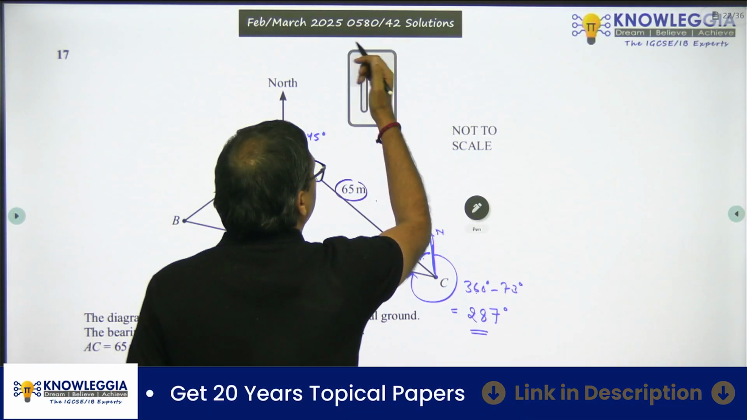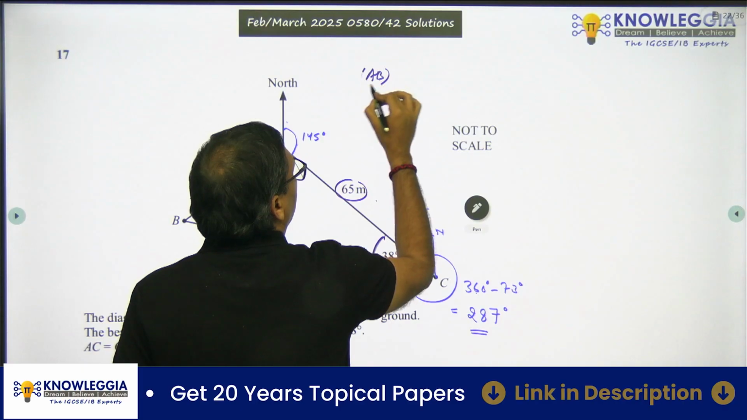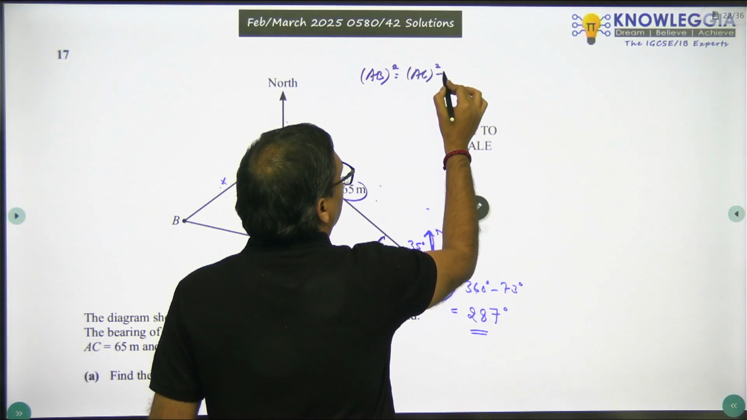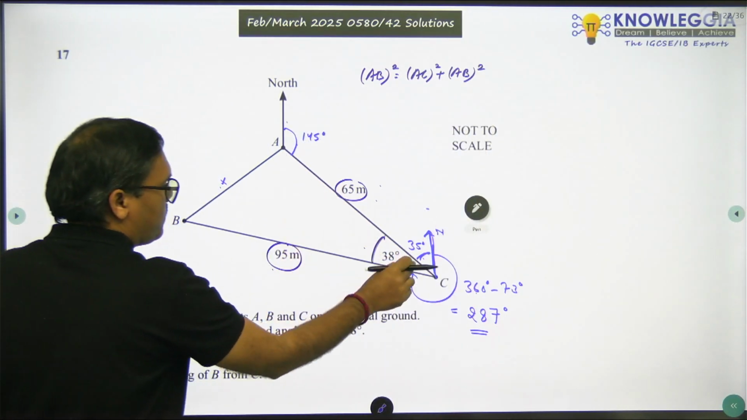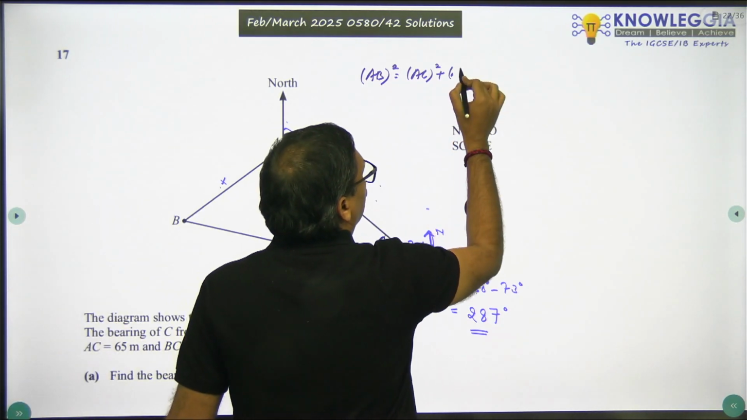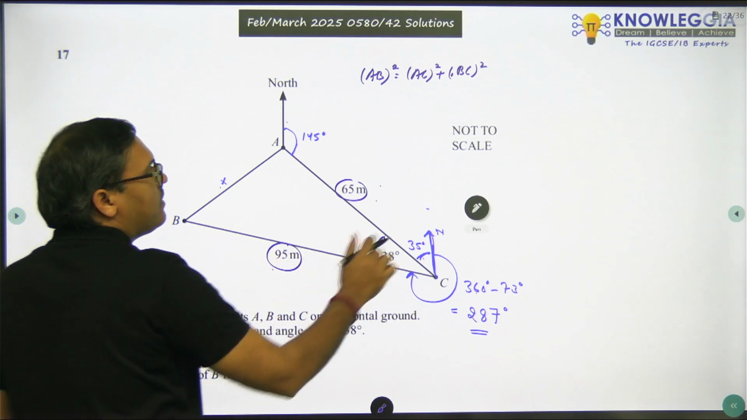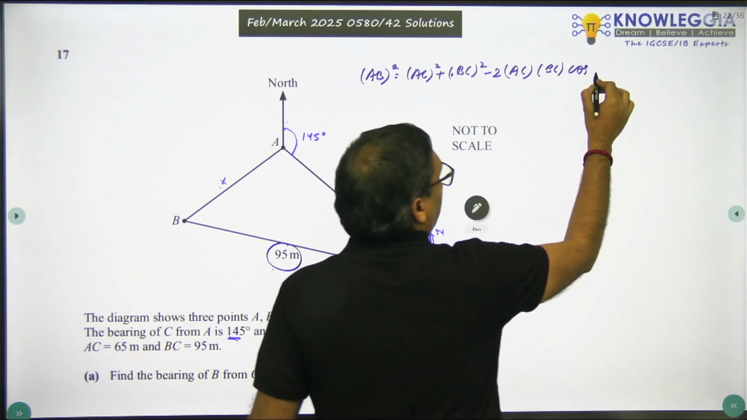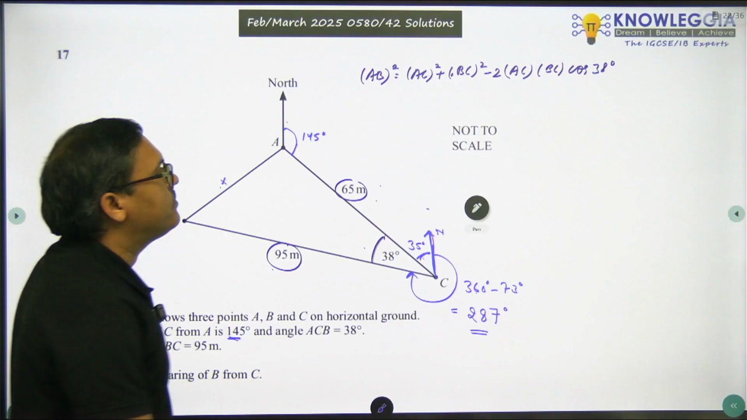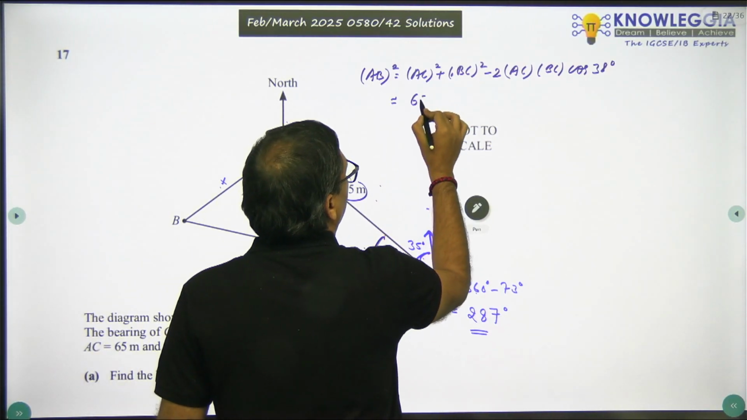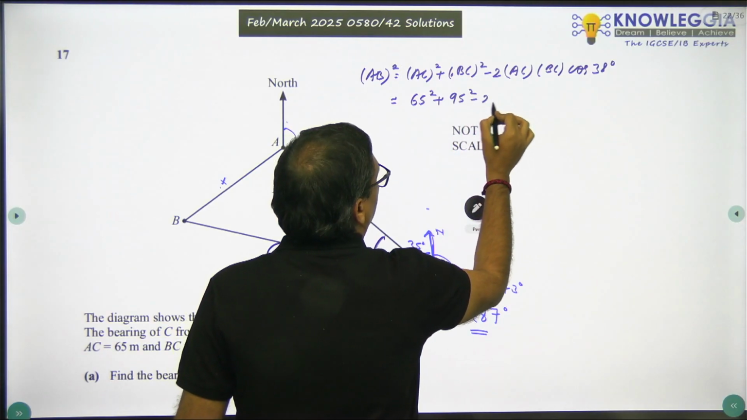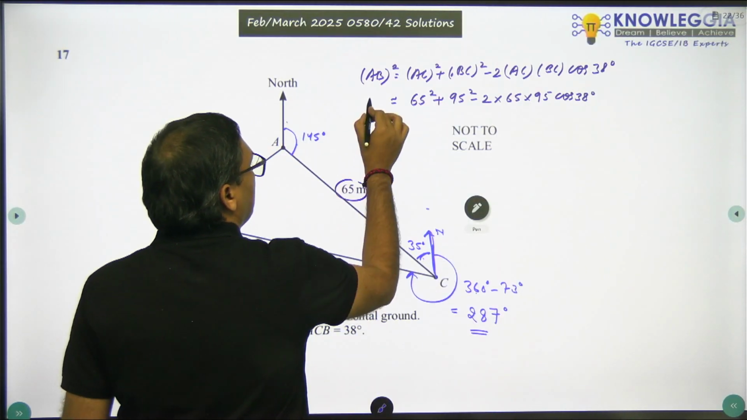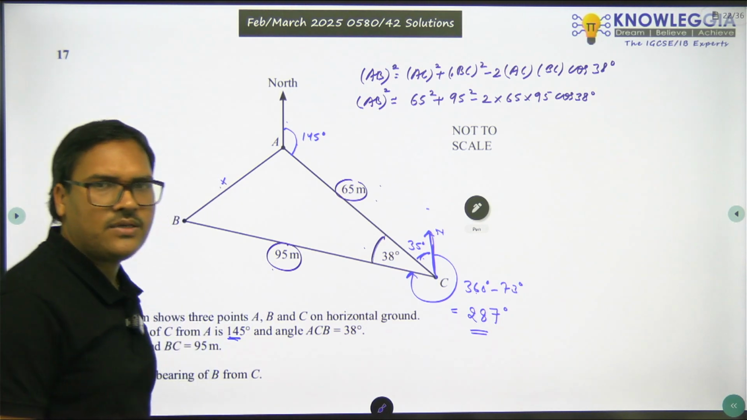So I can easily say this side AB square is equal to, what are the adjacent sides? AC and BC. So this is AC square plus BC square minus 2 times AC into BC into cos of the angle between them, which is here 38 degrees. I hope this is clear. So what is AC square? This is 65 square plus 95 square minus 2 into 65 into 95 into cos 38 degrees. This is our AB square. Now you have to find AB, so we'll take the square root of this.